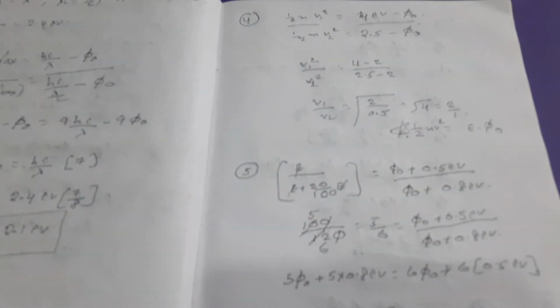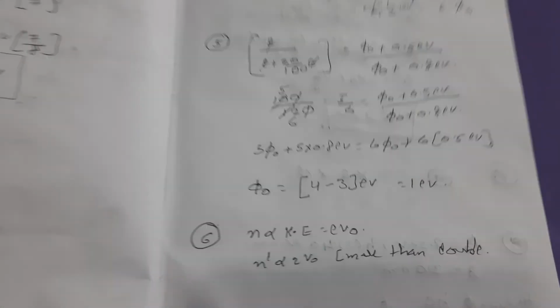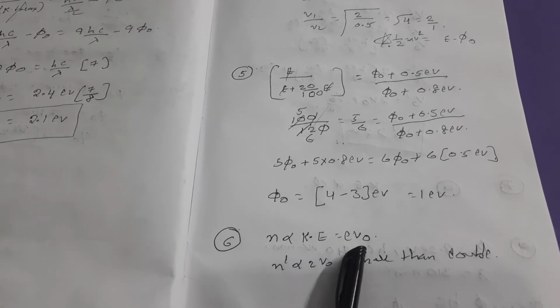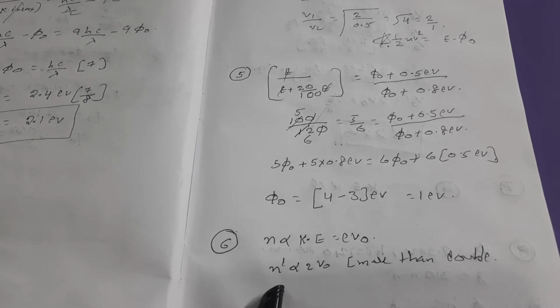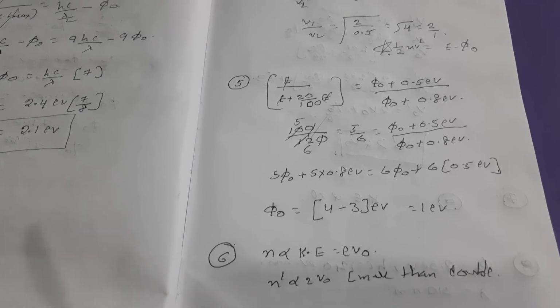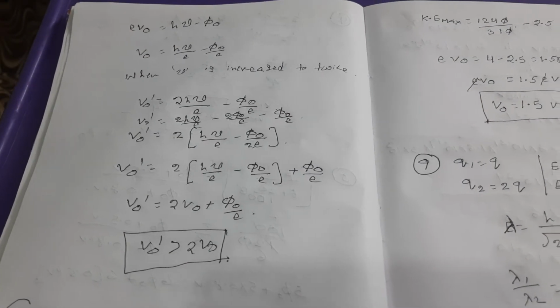Here we have to find out the stopping potential. Stopping potential is represented by V naught. Look here, N is directly proportional to kinetic energy, which you can express in terms of electric potential, eV naught. Then N dash equals 2V naught. More than that, we should observe double. Just remember that. If you want an explanation, you can go through this one.